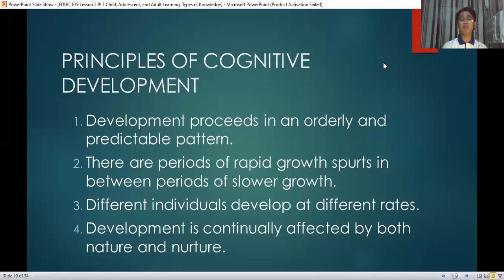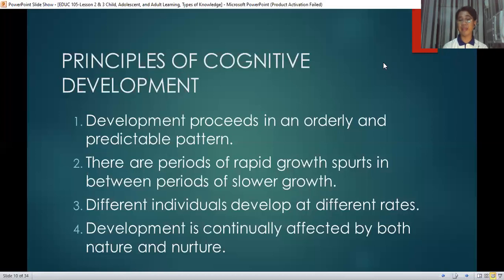Next, principle number 4, development is continually affected by both nature and nurture. So when we say nature here, it refers to heredity. It refers to your genetic composition, and we cannot control it. That's something that is not within our control. So what will be the control of the teacher? That's the second one. That's nurture, or referring to the environment.